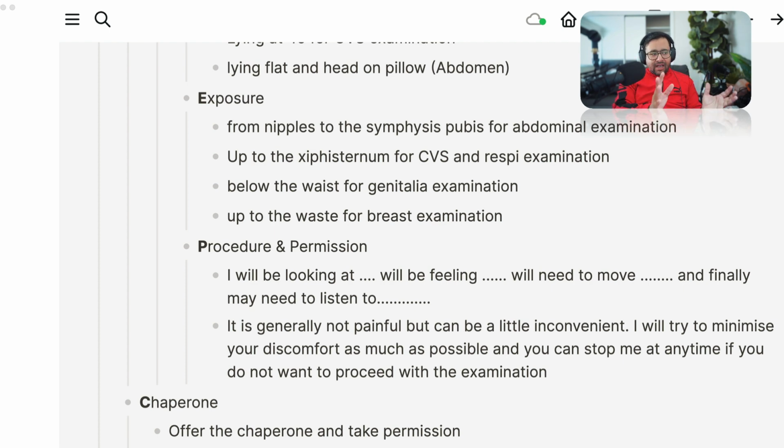Okay, so these are the steps you go through when you are doing physical examination cases before you start with the actual physical examination. I hope this makes things a little bit clear for you now.